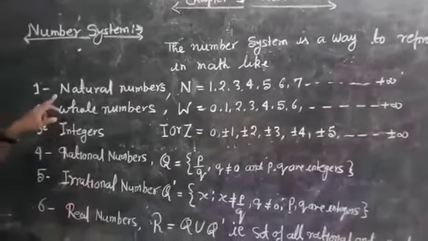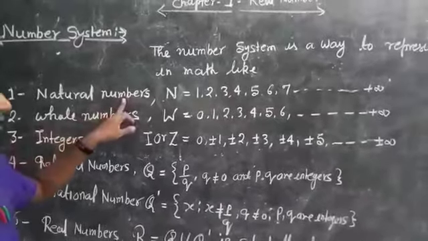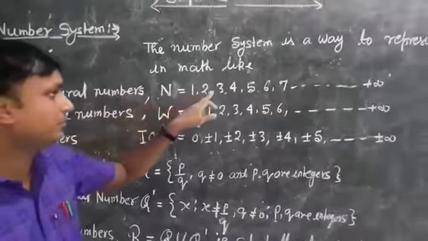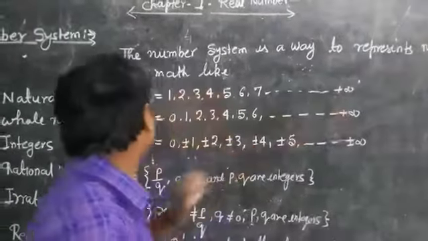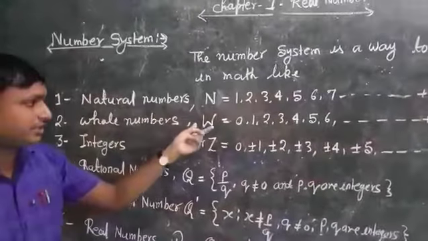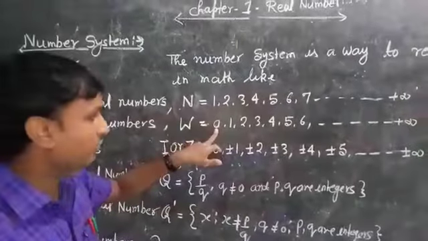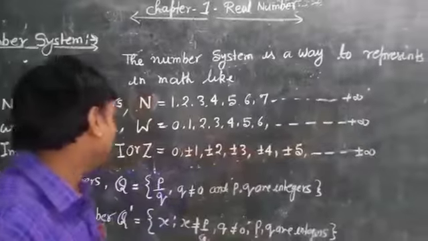First, natural numbers. They are also known as counting numbers. They are denoted by capital N and defined by 1, 2, 3, 4, 5, 6 and so on to plus infinity. Second, whole numbers. They are represented by capital W and defined by 0, 1, 2, 3, 4, 5, 6 and so on.